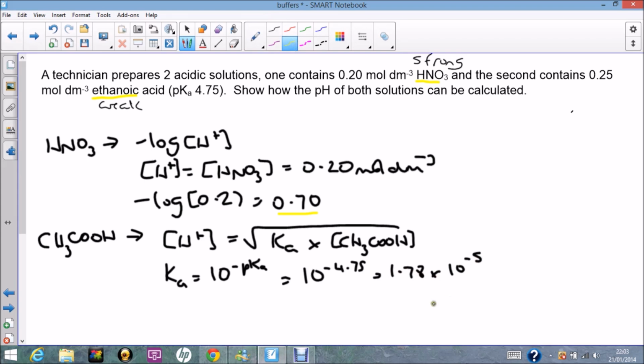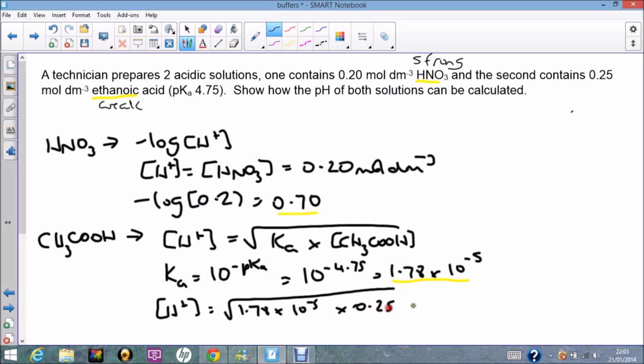So now we've got Ka, which we can put into that equation. And concentration is 0.25. We should calculate the answer to that. And you should find that the answer is 2.11 times 10 to the minus 3. If you've got slight differences in your answer, it may be that you've not left your answers in your calculator and you've rounded part way through. Make sure you're not doing that.